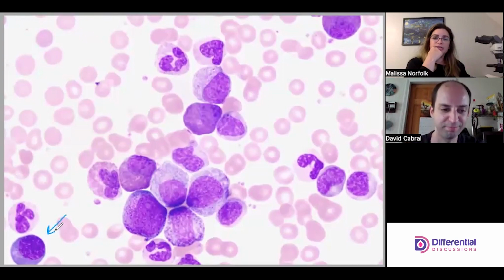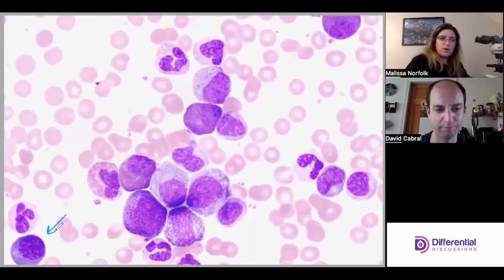But it is easy to confuse with an immature NRBC as well. I think the difference is I would still expect to see a little more purple in the cytoplasm at that stage, so you'd still see some hemoglobin. And at that stage, the nucleus should be darker if it were an immature NRBC. So I think it's just a reactive lymph.